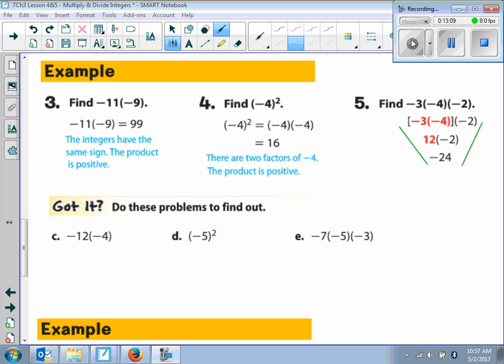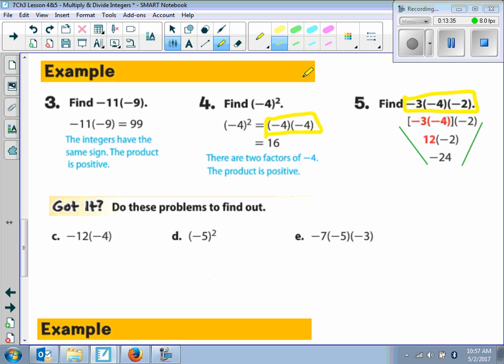I'm going to bring this to your attention. Here, this says negative times negative, right? Everybody see that? Negative times negative. How many negatives are in there? 2. The answer is positive, right? Look at this over here. This says negative times negative times negative. What's the answer? It's a negative, right?